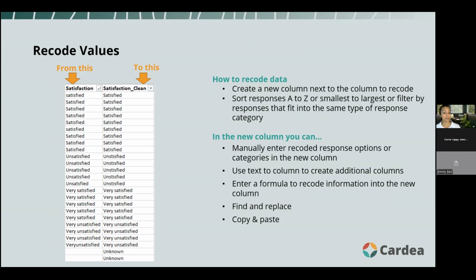You might use text to columns, to create additional columns. You can split your list up into multiple columns. You might use a formula to recode information into a new column. Find and replace is a great option. And then, as I mentioned, copy and paste.